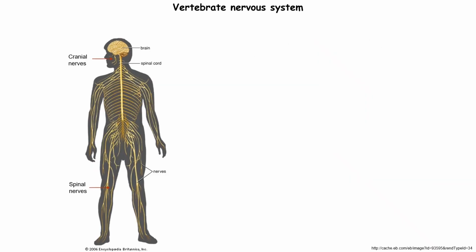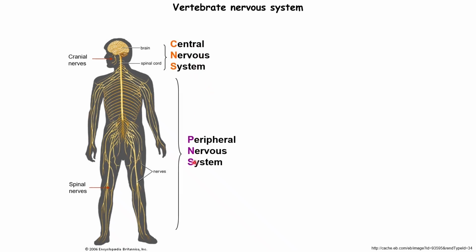Now let's take a look at the organization of the vertebrate nervous system. This organization is broadly similar in humans and various other vertebrates. The nervous system can be broadly divided into two parts: the central nervous system and the peripheral nervous system. Central nervous system is also abbreviated as CNS, and peripheral nervous system can be abbreviated as PNS.